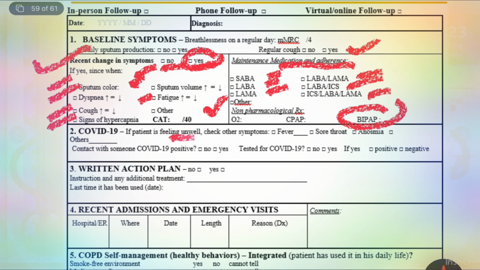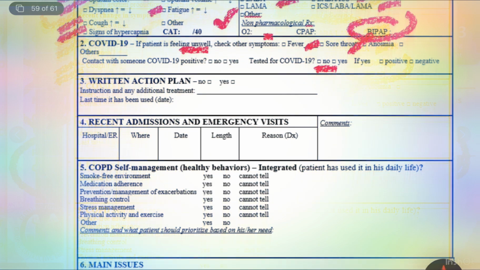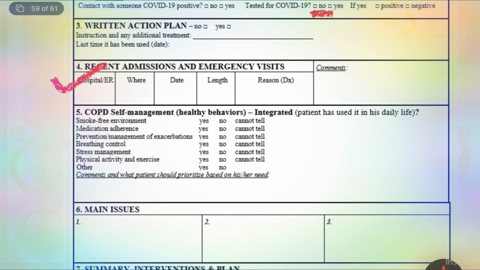After that they are talking about the COVID-19 column. If the patient is feeling unwell, then we should check other symptoms like whether fever is there, sore throat is there or not, anosmia is there or not. They are telling contact with someone COVID-19 positive, yes or no, tested for COVID-19, yes or no. Then whether the patient has a written action plan or not. If they already have one, then we should check when it was last given. Then recent admission and emergency visit, we should add these things also and comment on them.